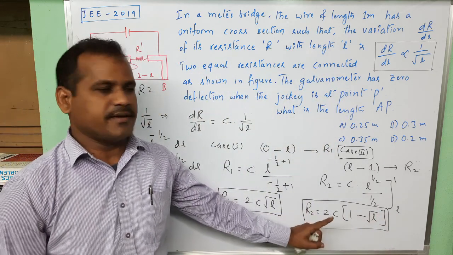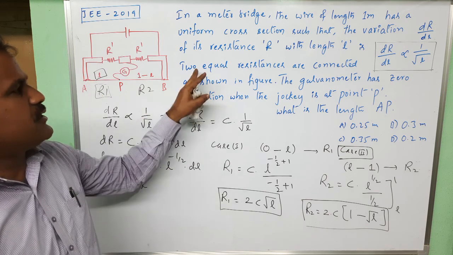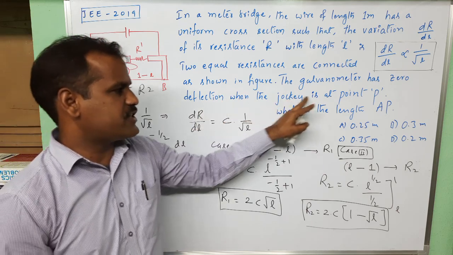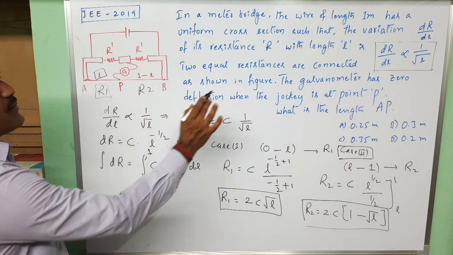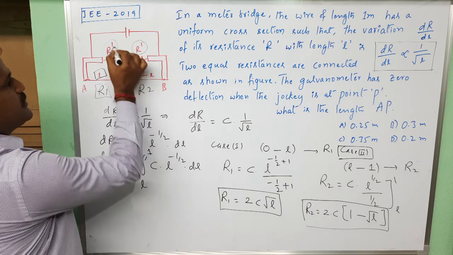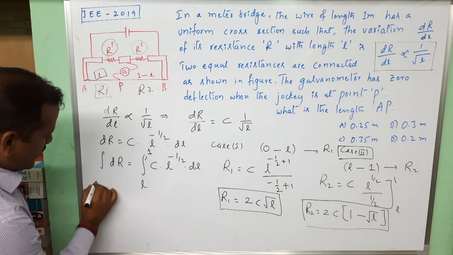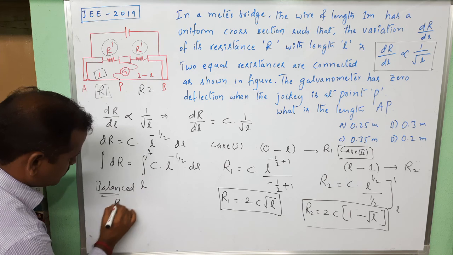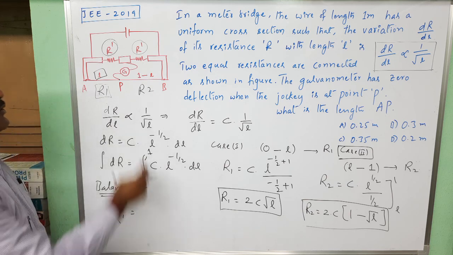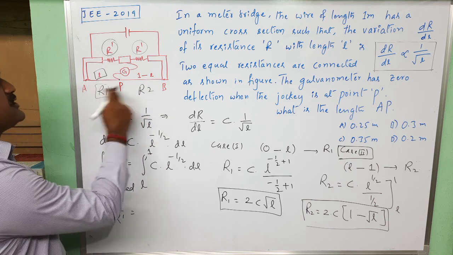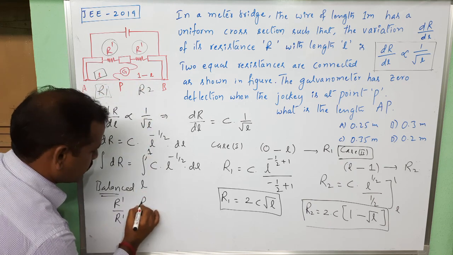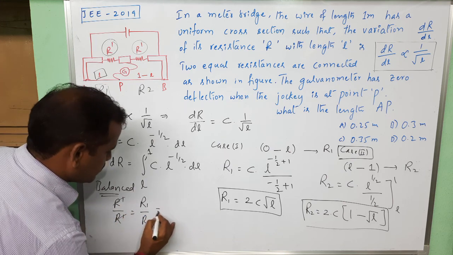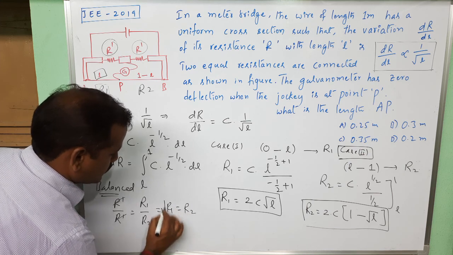So R1, R2 values we are getting. We need to find the value of L. For that, two equal resistors are connected in the figure such that the galvanometer has 0 deflection when the jockey is at point P. So under the balanced condition, he has given that these two resistors are equal. So the balanced condition I am writing here, that is R dash by R dash should be equal to L divided by 1 minus L. Actually the resistance ratio is also the same, so I am writing R1 by R2, and these two are the same, so the resistors cancel, so this gives R1 is equal to R2.